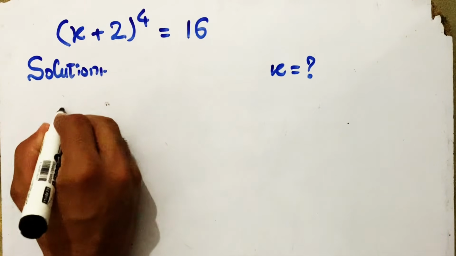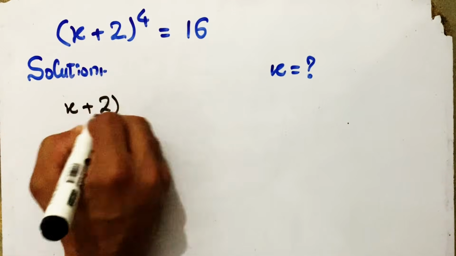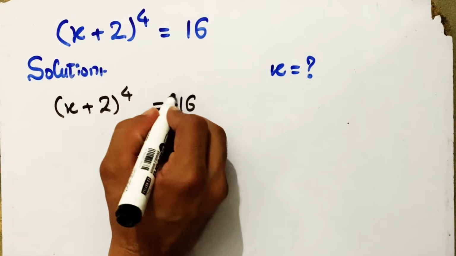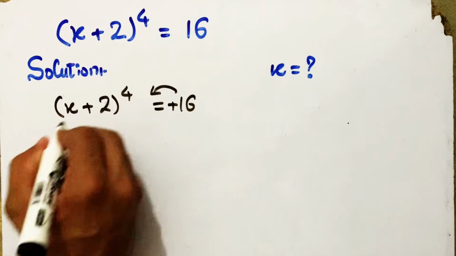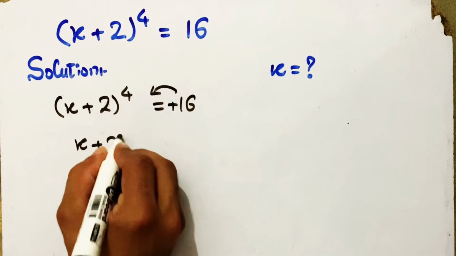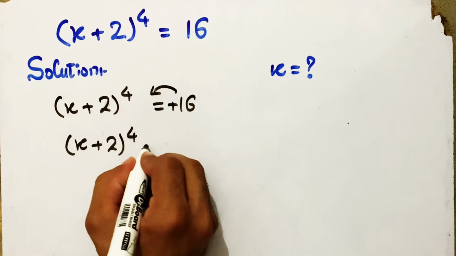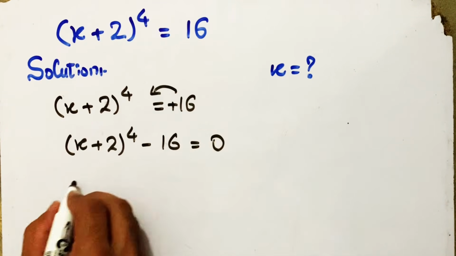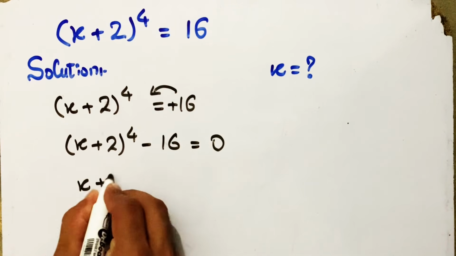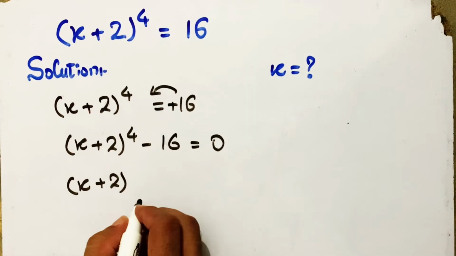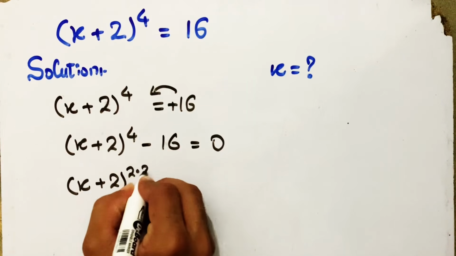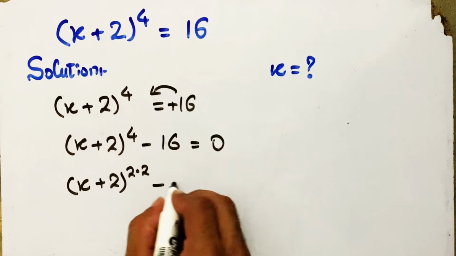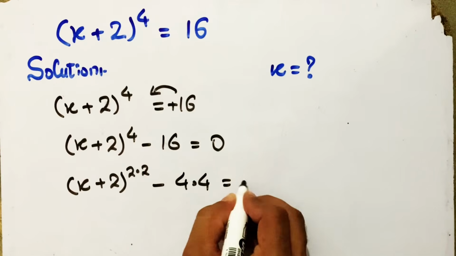Our equation is (x + 2)^4 = 16. This is positive, so when it goes to the opposite side the sign changes. So our equation is (x + 2)^4 - 16 = 0. Here, 2 into 2 becomes 4, so (x + 2)^4 is written as (x + 2)^(2 into 2), minus 16, and 16 is 4 into 4.